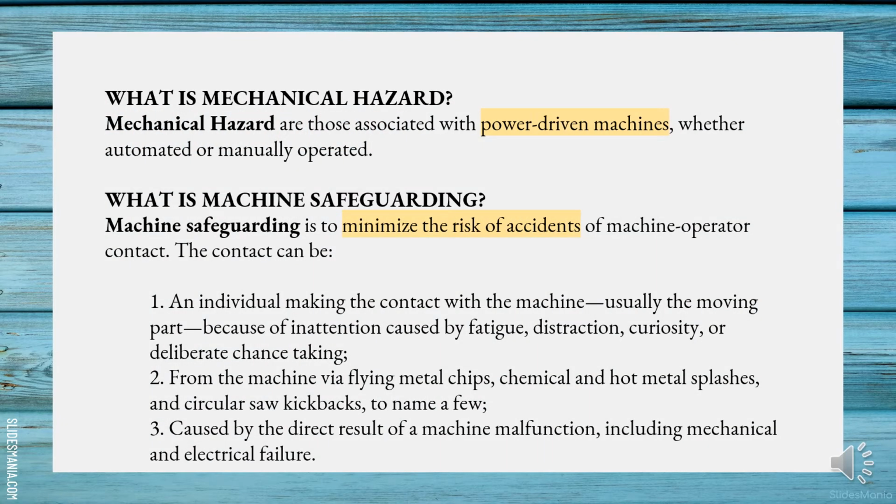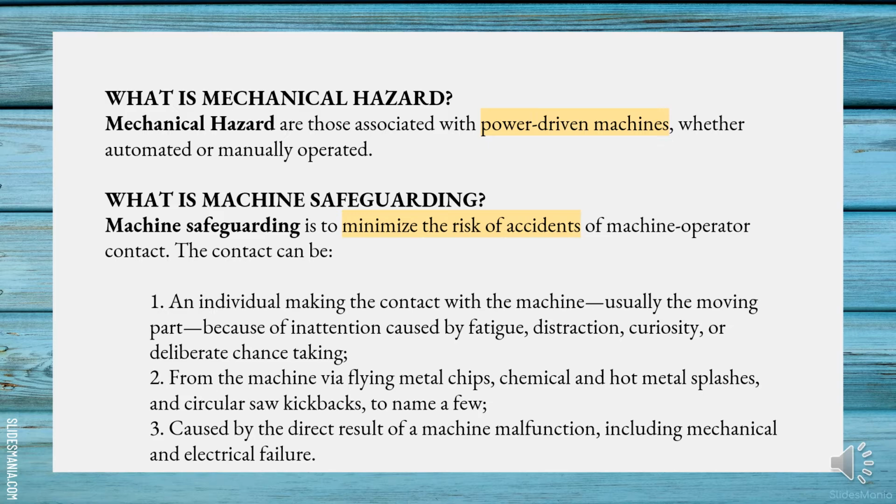What is mechanical hazard? Mechanical hazards are those associated with power-driven machines, whether automated or manually operated. What is machine safeguarding? Machine safeguarding is to minimize the risk of accidents of machine-operator contact.